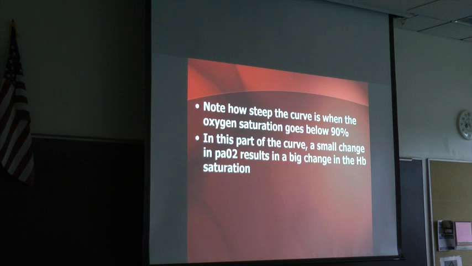Note how steep the curve is when the oxygen saturation goes below 90%. In this part of the curve, a small change in PaO2 results in a big change in the hemoglobin saturation. That's why we try to avoid having arterial oxygen saturation lower than 90%.